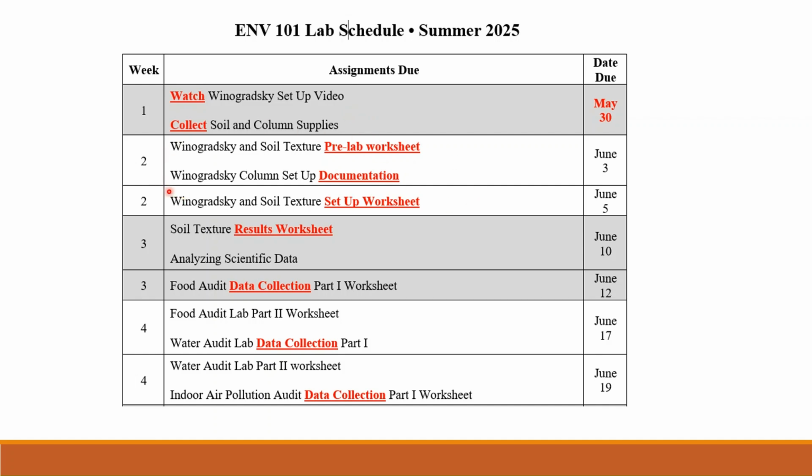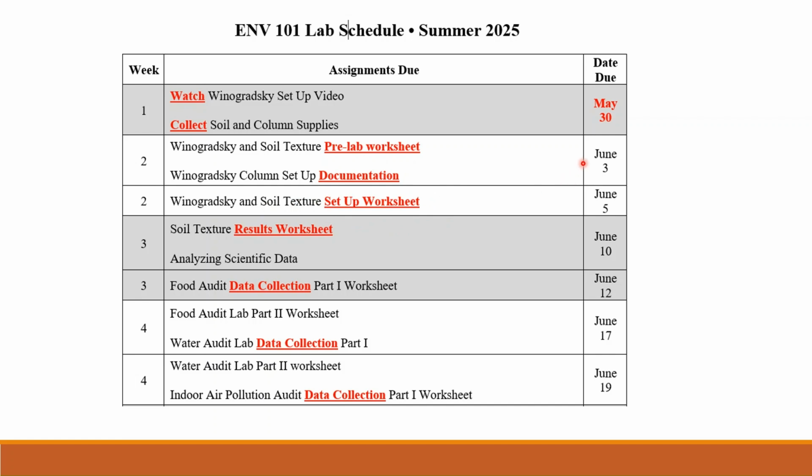Now, the following week, week 2, this is going to be broken down into June 3rd and June 5th assignments. You're going to have a pre-lab worksheet for the Winogradski column experiment, and then you're going to have to set up your column as well and provide an image of your Winogradski column setup. Details are in Blackboard. And by Thursday, June 5th, you will then do a setup worksheet that you'll answer some questions about Winogradski columns.